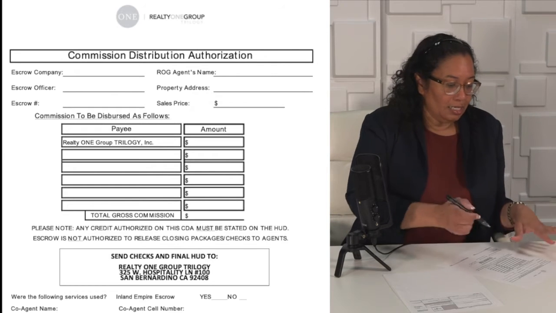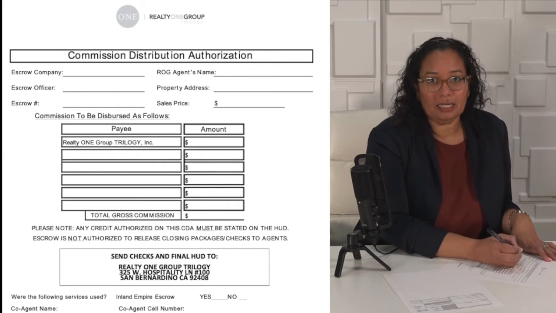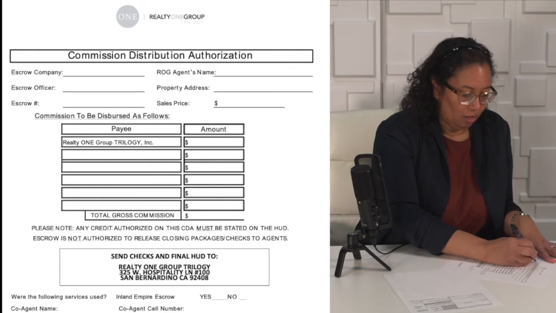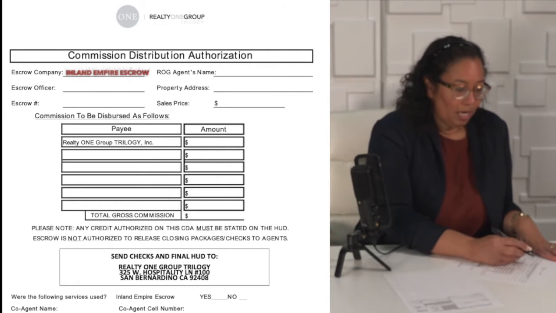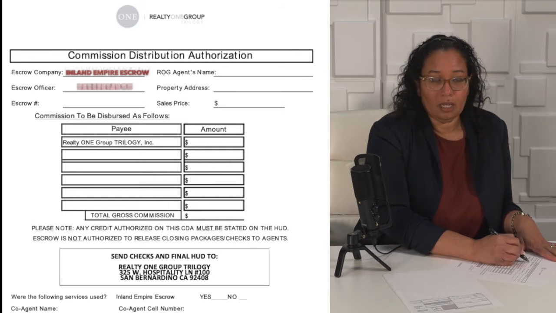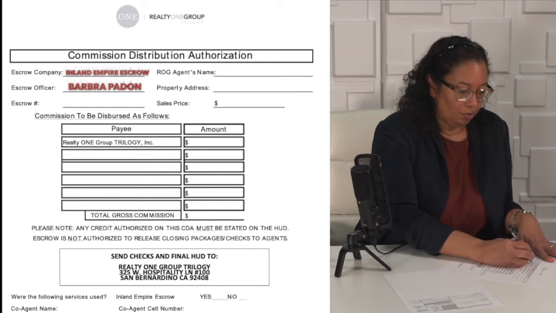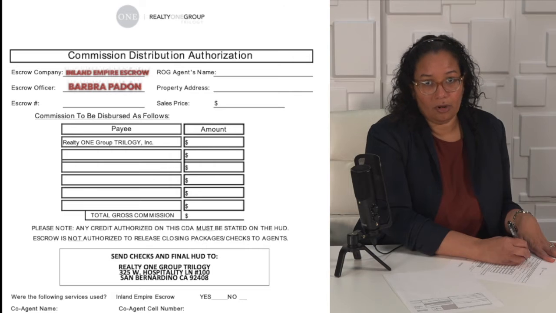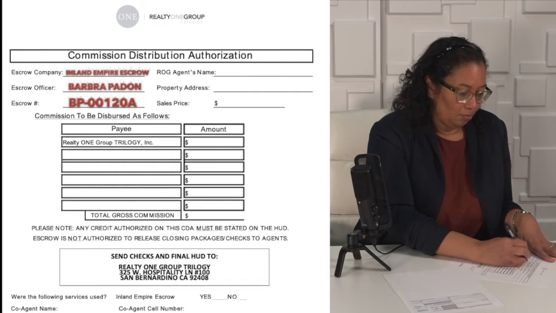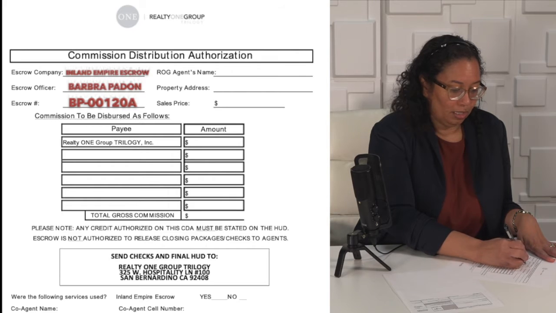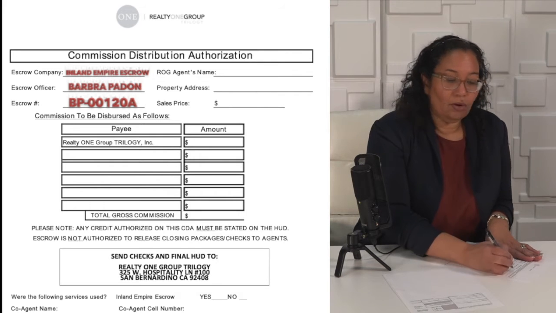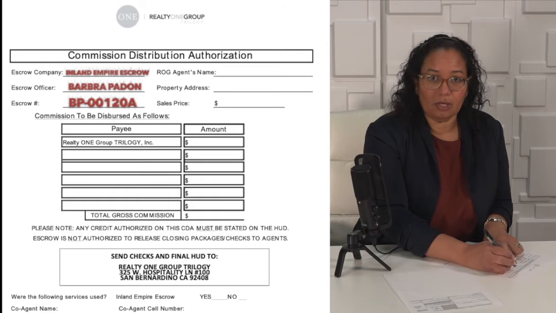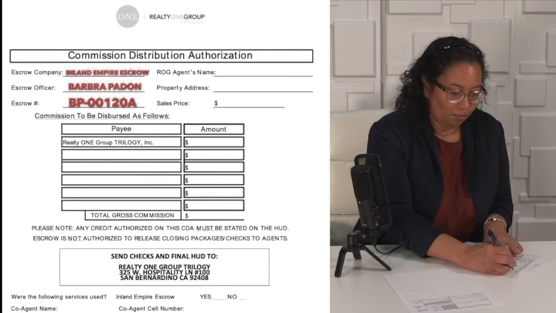In that form, it is required that you write the escrow company. Let's use our normal Inland Empire escrow. You're going to write the escrow officer's name. For example, this one is going to be Barbara Payton. And then you're going to be sure that you write the escrow number. Let's say BP 100 120. That has to be completely written in the form. Your agent's name, of course, you have to have your complete name there. I'm going to put my name in there.